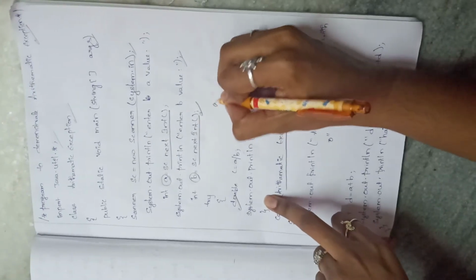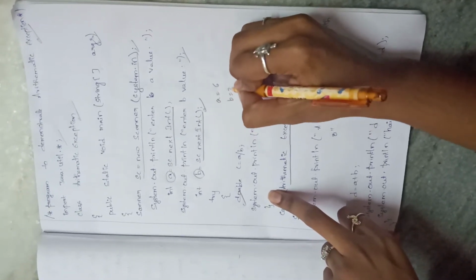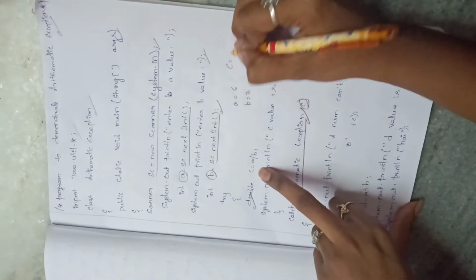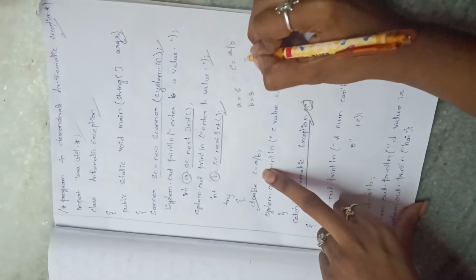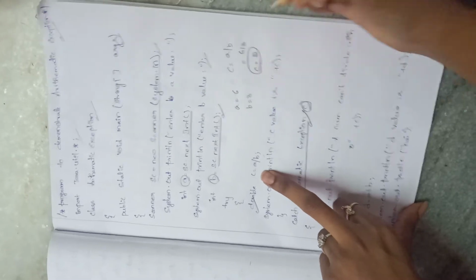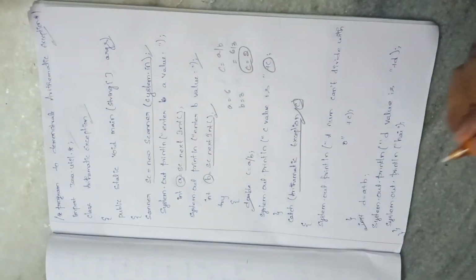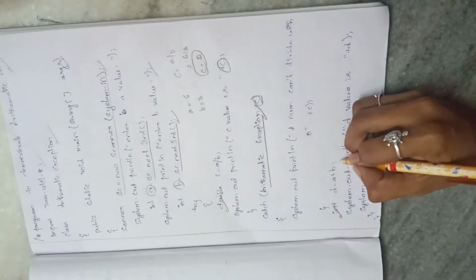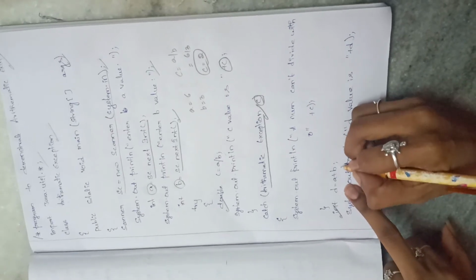If we take a equal to 6 and b equal to 3, then c is performed as a by b, that is 6 by 3. C equal to 2 is going to be printed as output. After that, int d equal to a plus b is performed.